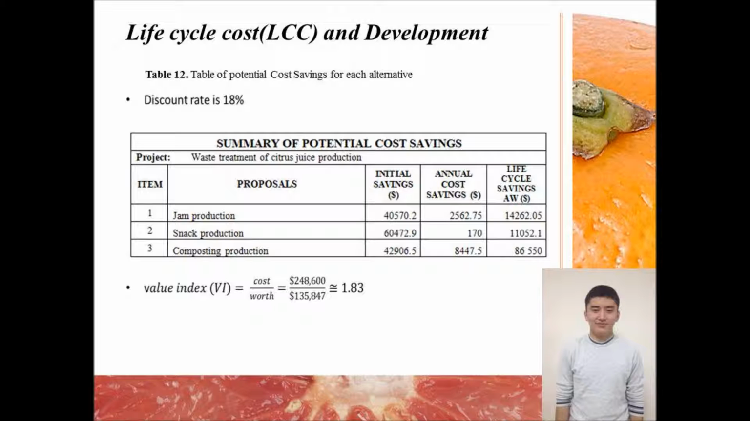According to initial savings criteria, the jam production alternative was estimated as the cheapest compared to other alternatives, namely snack production and composting production. However, further analysis showed that composting production was the most suitable since it has the highest annual worth and the lowest life cycle savings. The value index, which is cost over worth, is equal to 1.83, a pretty small value index, which means that it is very good for project initiation.